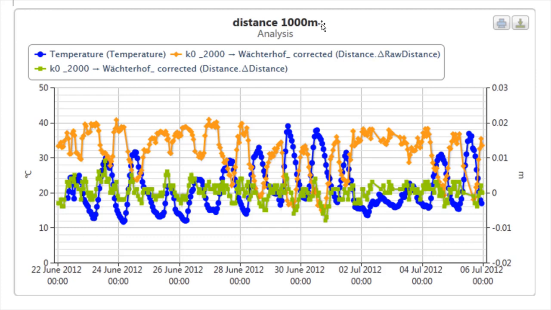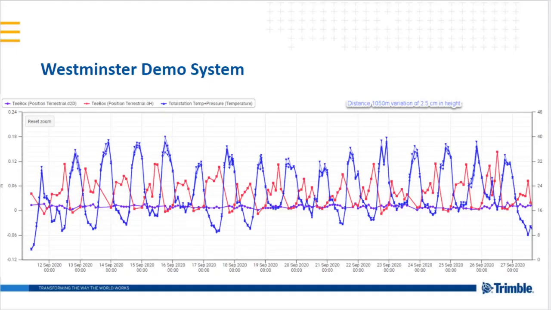The distance to this target is quite long. It was around 1 kilometer. So with shorter distances or less temperature variations, the correction would be smaller. Even so, T4D is correcting the distance based on temperature and pressure. Many customers still see daily variations in their charts, especially with longer distances.